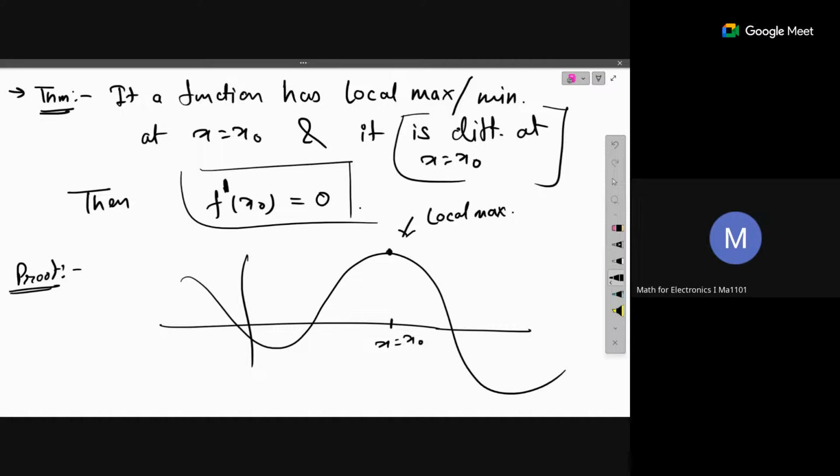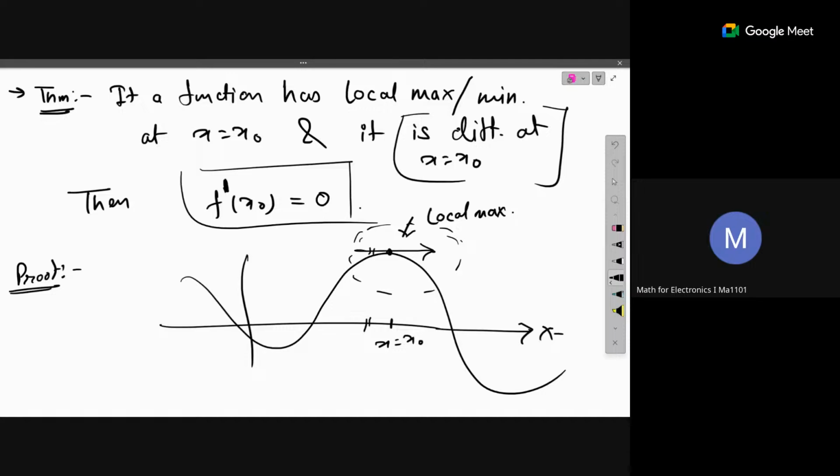And since our function is differentiable, it will be continuous over a small interval, correct? So our function will look like this, right? This curve will happen if we have a local maximum. And over here, if you draw a tangent, then what is happening? Our tangent is parallel to the x-axis, right?